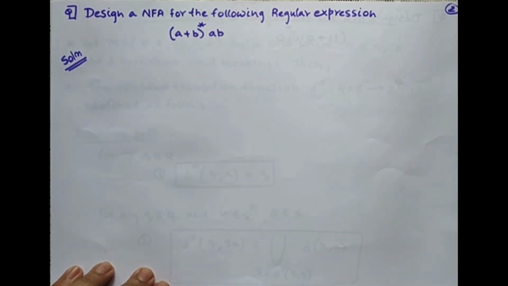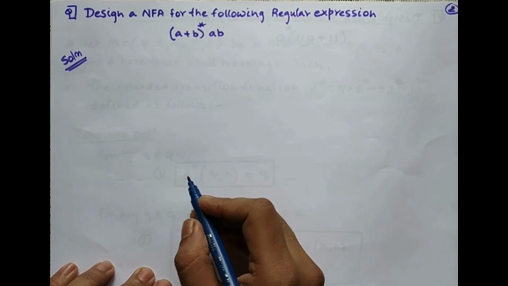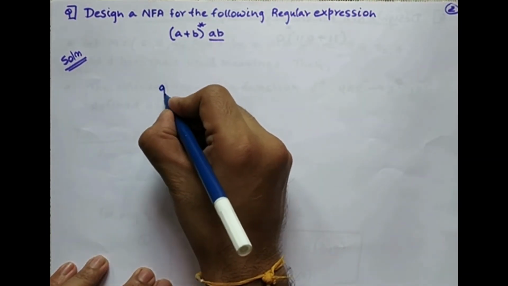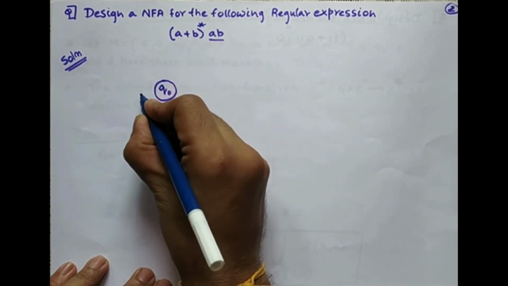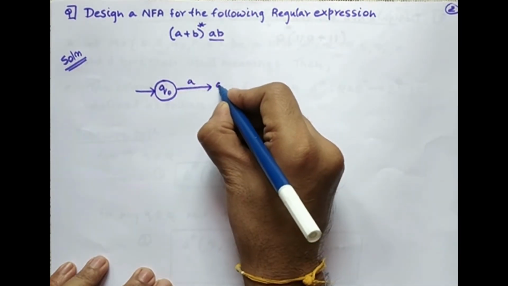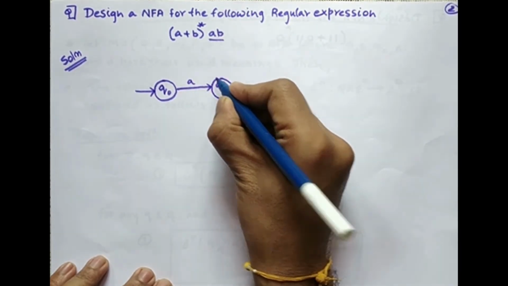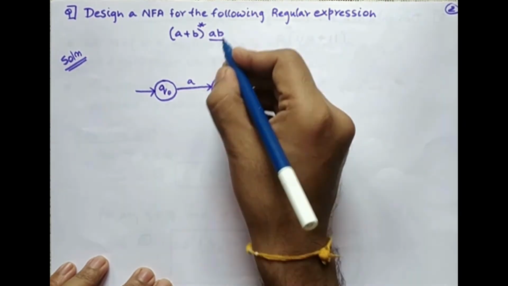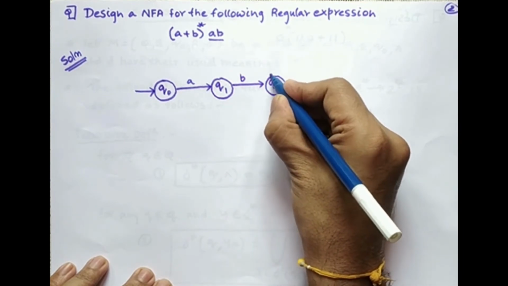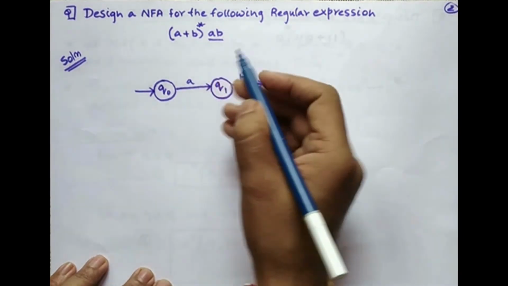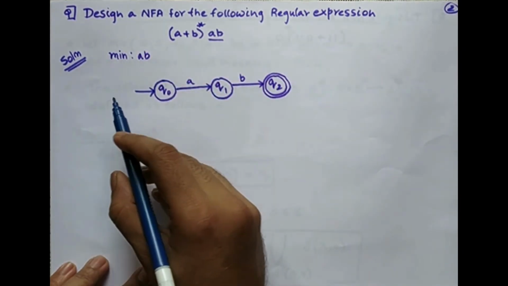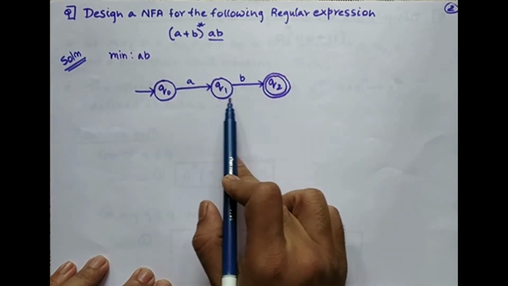Let's start drawing the NFA. Now, the minimum possible string we have already seen, it is AB. So from q0 on reading A, we go to q1, and then from q1 on reading B, it goes to q2. So the minimum possible string is AB, and the minimum possible NFA is AB.